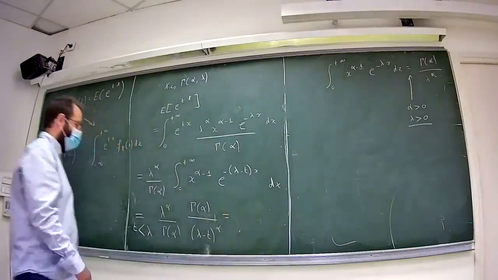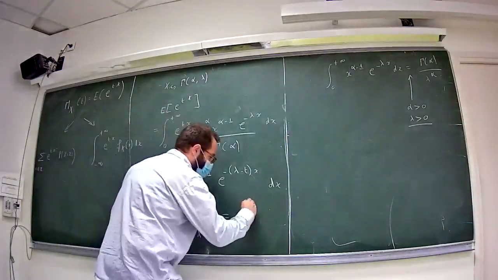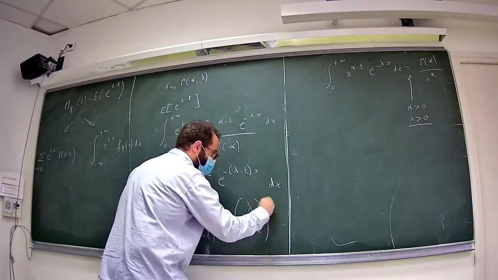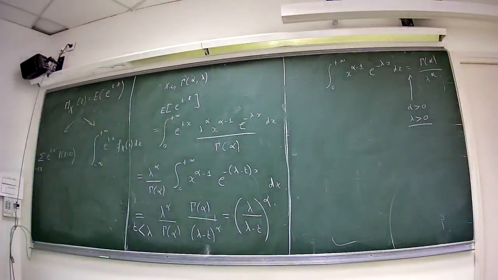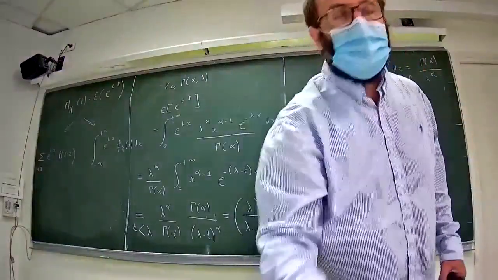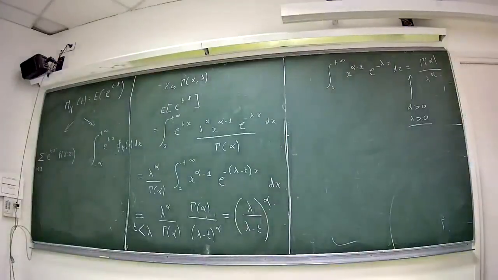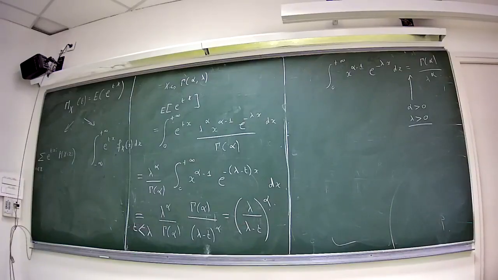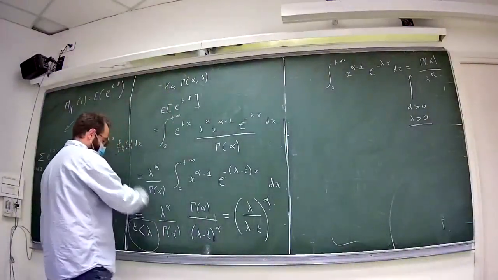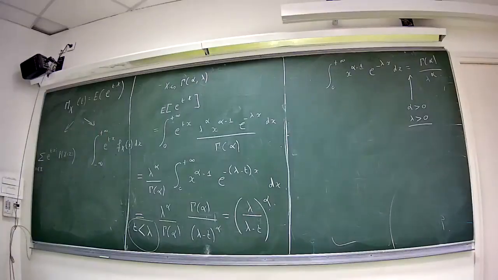And I obtain at the end something that I can write this way: lambda over lambda minus t to the power alpha. Just one remark. Don't forget that a moment generating function, when it exists, is a strictly positive number because it is the expectation of an exponential. So here, if you don't impose the condition lambda strictly greater than t, you may obtain something that is negative. So it's important to have this condition in mind. First, because it's not well defined, and of course, you obtain something that is meaningless. Okay? I have this.